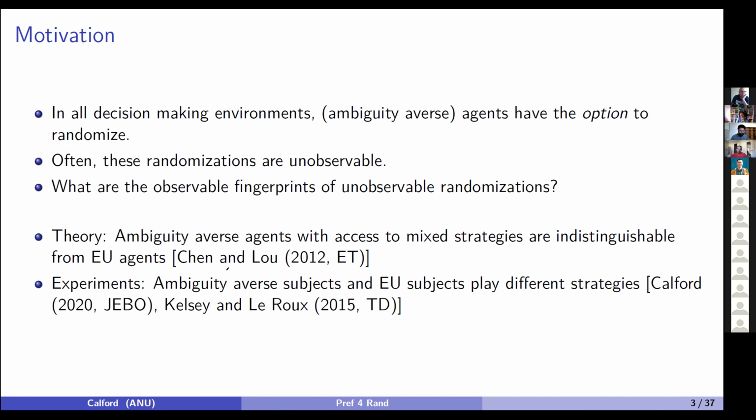And yet we have experimental evidence that ambiguity averse subjects play differently in games than expected utility subjects. And in particular, they often play strategies that are not rationalizable for an expected utility subject. So these two results don't mesh. And part of what I'm trying to do is to reconcile these.